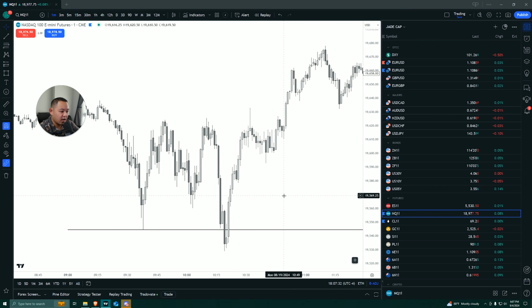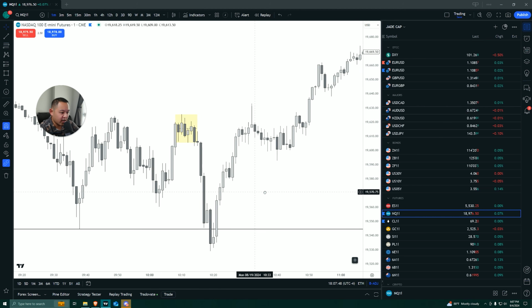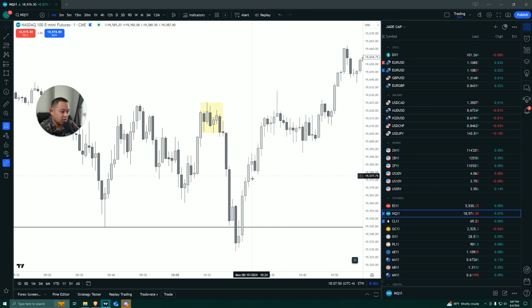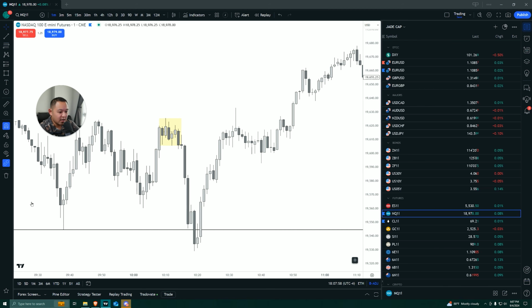Okay, so you guys can see that we had this initial consolidation. So here's our initial consolidation, right? This ran out our liquidity. We got a run higher, so this is an expansion. Inside of here, we're going to have some reaccumulation, right? So this is a 1 minute time frame, but this is reaccumulation. Here's more reaccumulation after another expansion, and then we ran higher. So here's an initial reaccumulation.